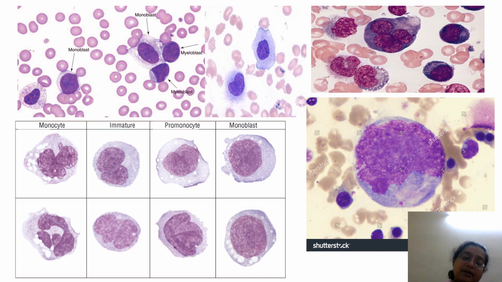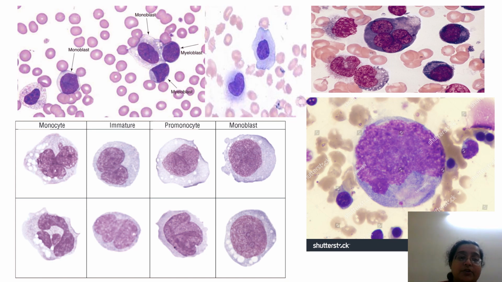Then again, there's something called blast equivalence in WHO, where WHO has called promonocytes and monoblasts, and even megakaryoblasts and erythroblasts, not myeloid or lymphoid blasts, but if present, they can be counted as blasts and are known as blast equivalents. They are as bad as a blast.